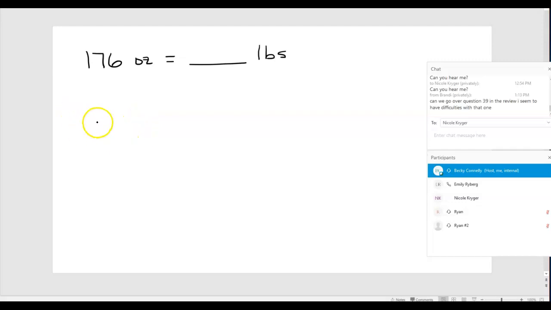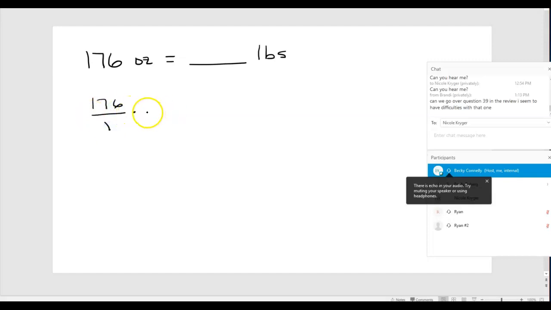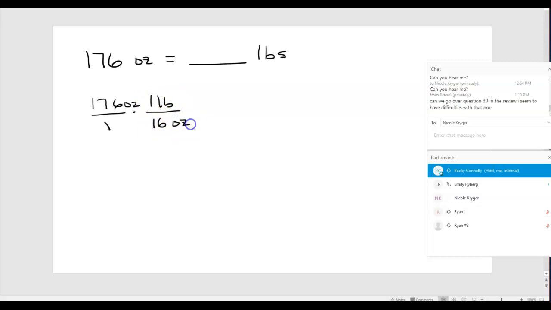There's a lot of different ways that you can. And your ounces canceled out, right? That's the whole reason why you did it that way. And then, yeah, so 176 divided by 16 is what?